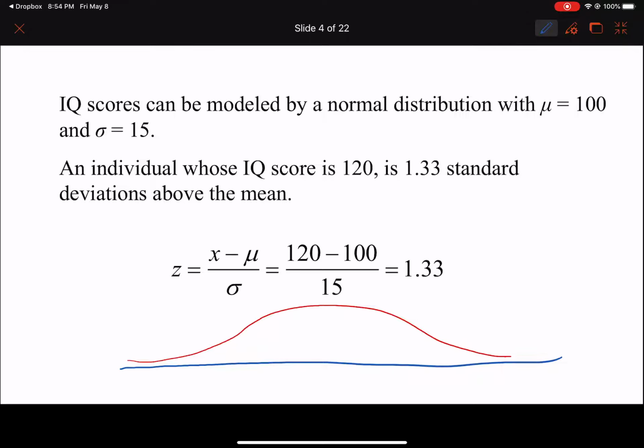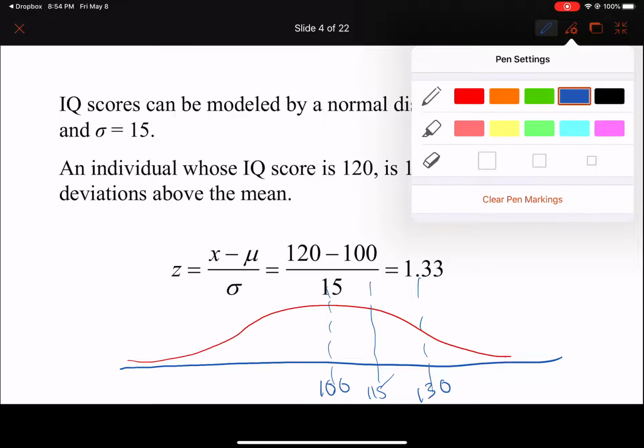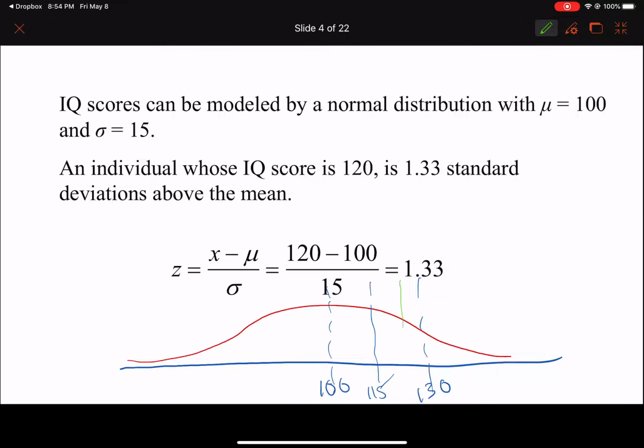And my mean is right here. So what is my mean? Mean is 100. Standard deviation is 15, so this would be 115. This would be 130. So I'm looking at about 120, which would be right about here. This would be about 120. So I'm looking for this point here, which is 1.33 standard deviations.